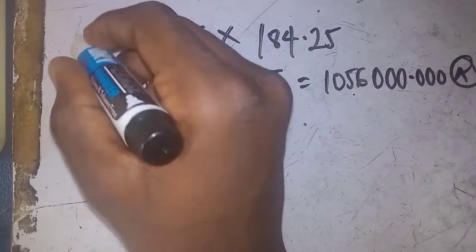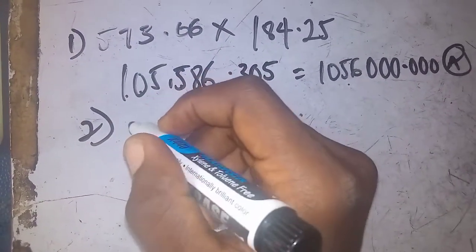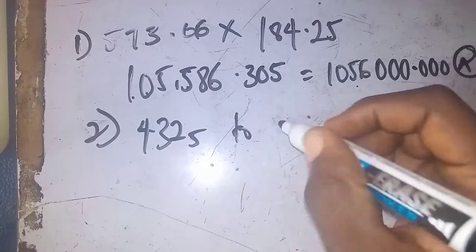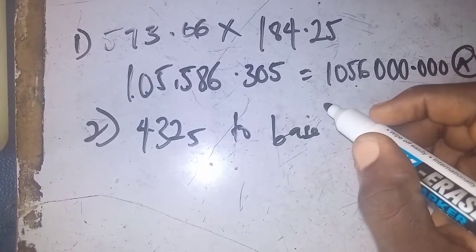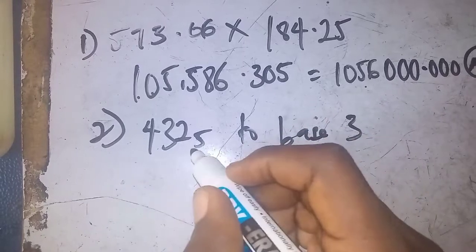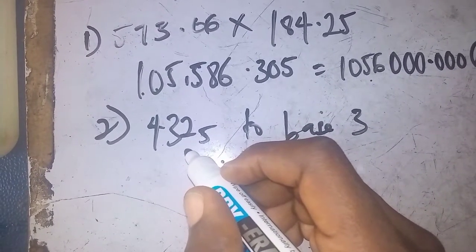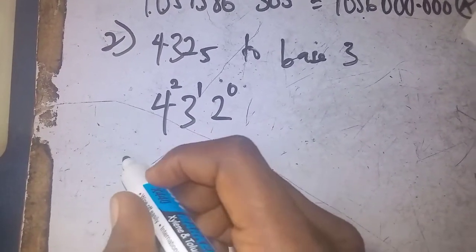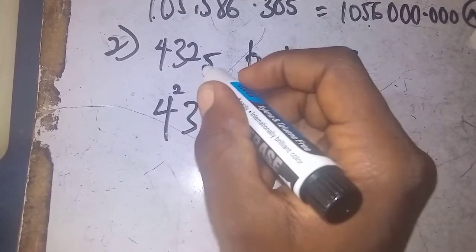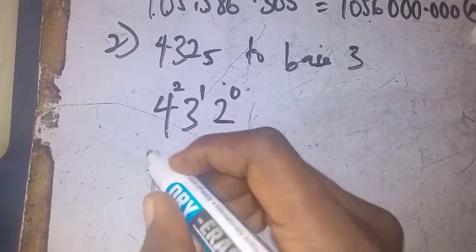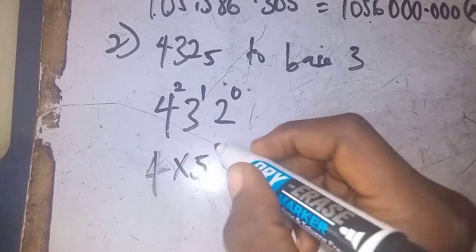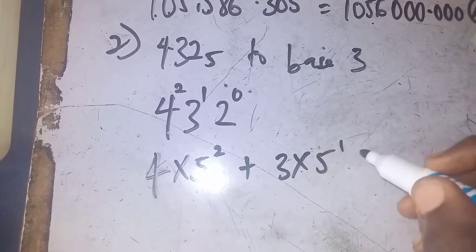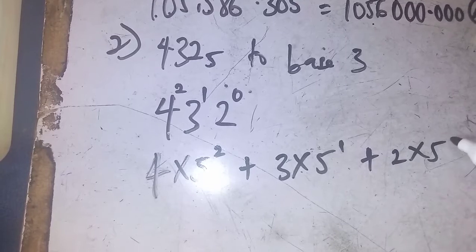Number 2 now. They said change 432 in base 5 to base 3. The first thing you want to do is to change this base 5 to what I can call base 10 first. So you can start changing this to base 10. Very simple. Multiply these numbers with the base that they already exist with. So 4 times 5 raised to power 2 plus 3 times 5 raised to power 1 plus 2 times 5 raised to power 0.